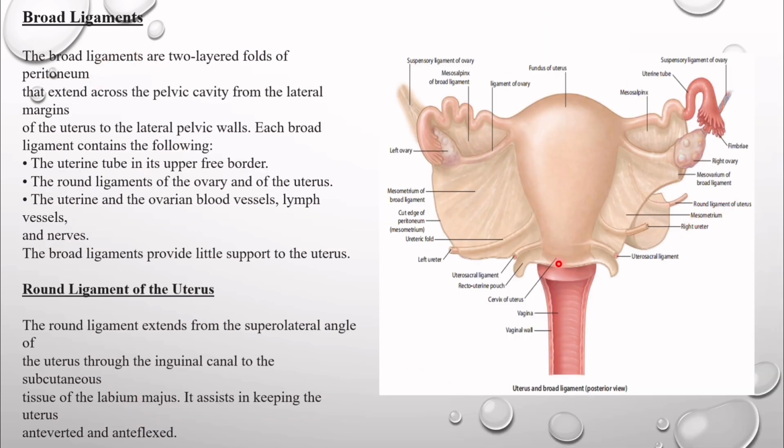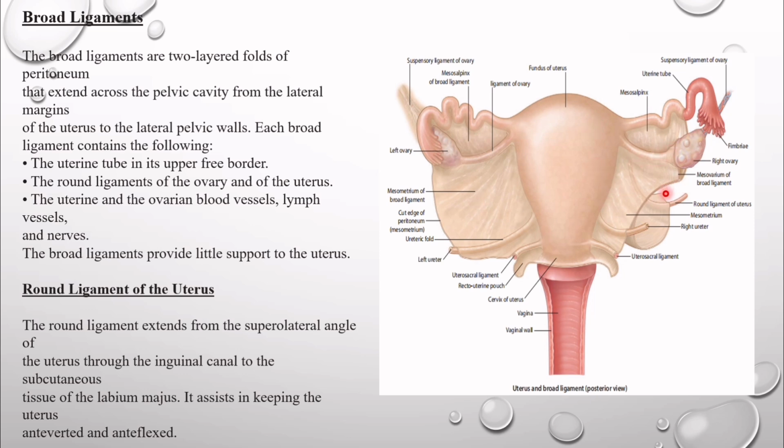This one is a double-layered fold of peritoneum, which houses these structures which you can see here: the ureters, the round ligament, and the fallopian tube and the likes. It also houses those vessels which we are seeing on that image. So we should appreciate that it provides support to the uterus, but it's minor support.